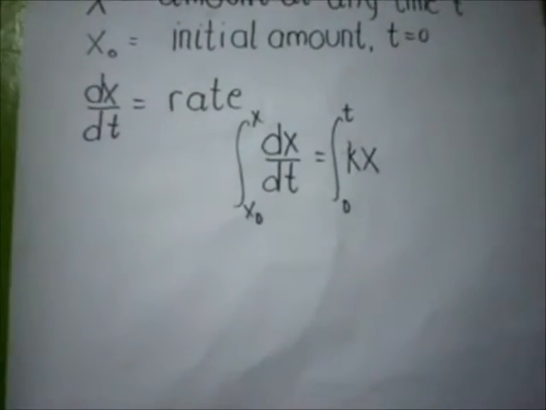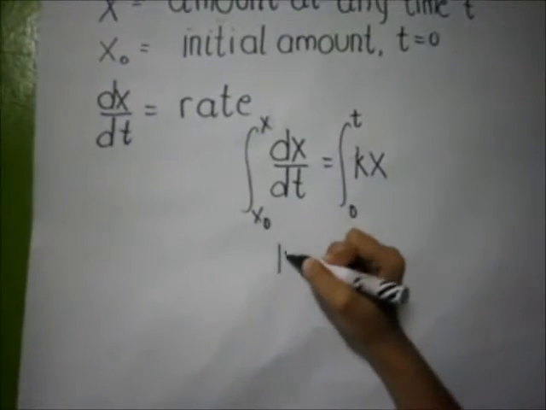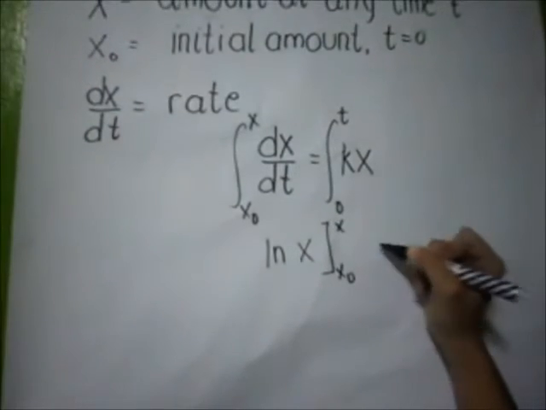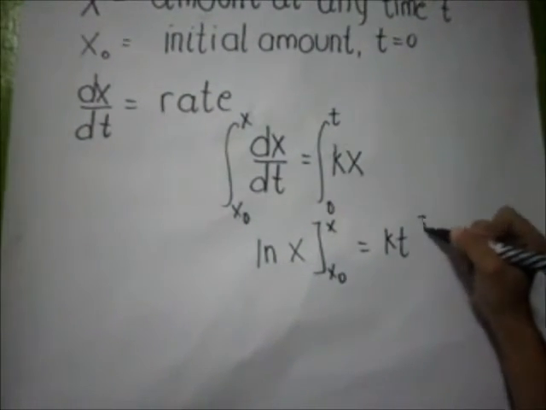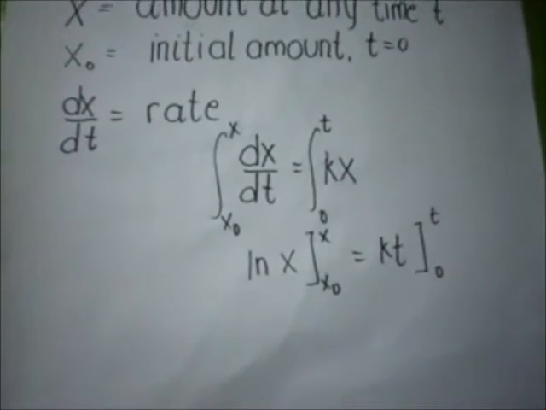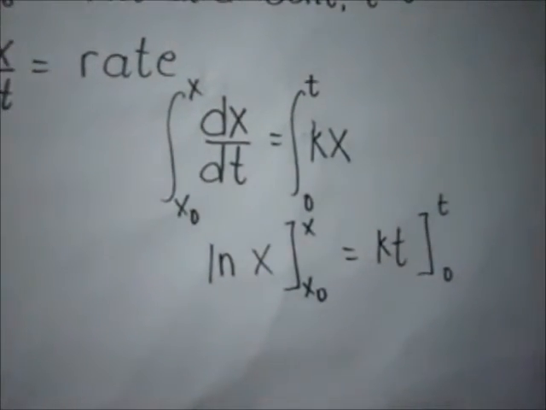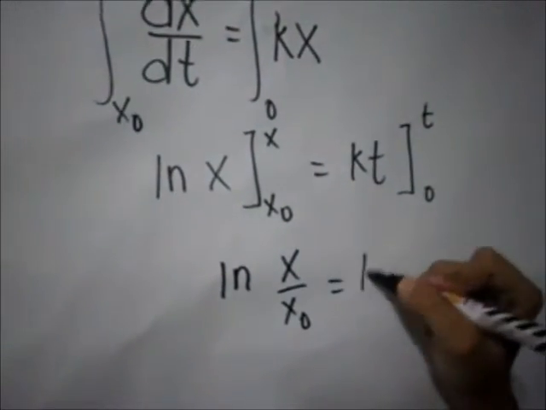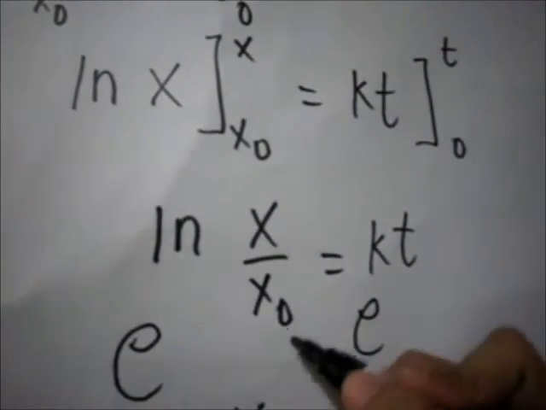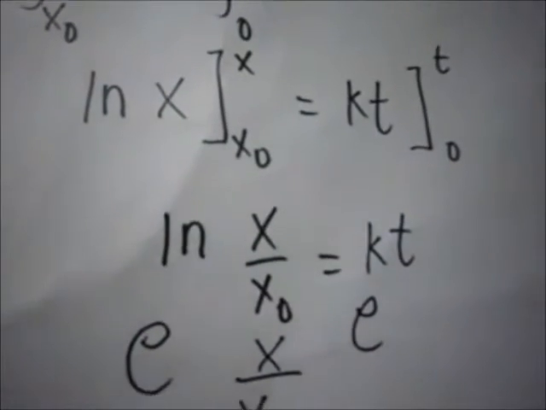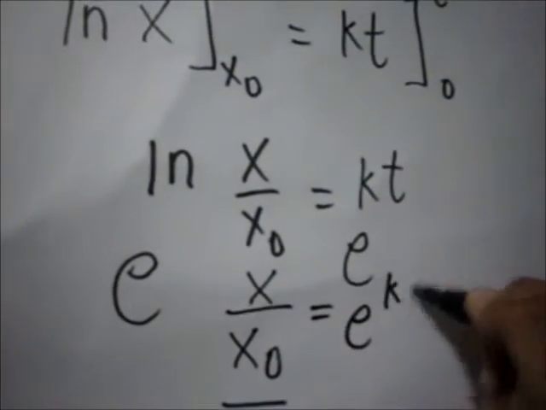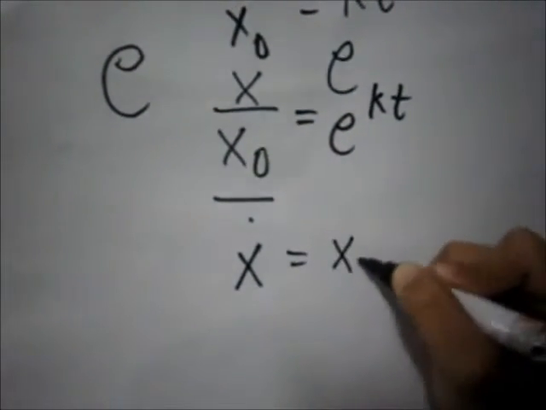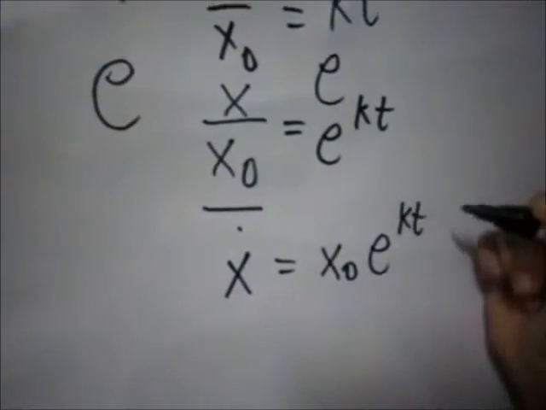Solving this differential equation, we come up with ln x evaluated from x naught up to x, and kt evaluated from 0 up to t. So it follows that ln x over x naught is equal to kt. Simplifying this equation will yield x over x sub o is equal to e raised to kt. So the amount at any time t will be equal to x naught times e raised to kt.